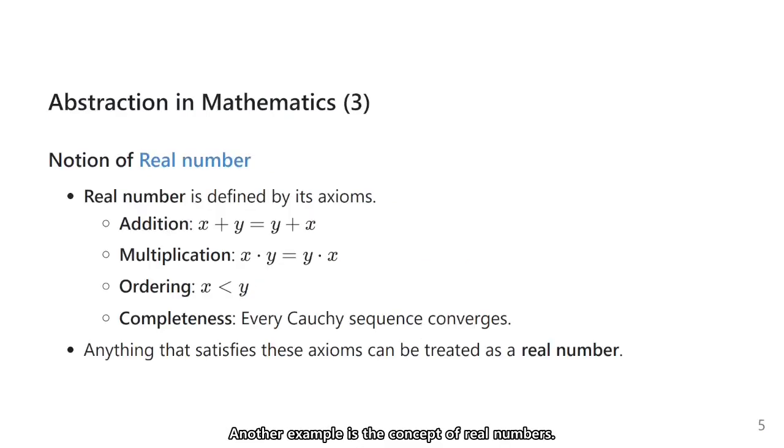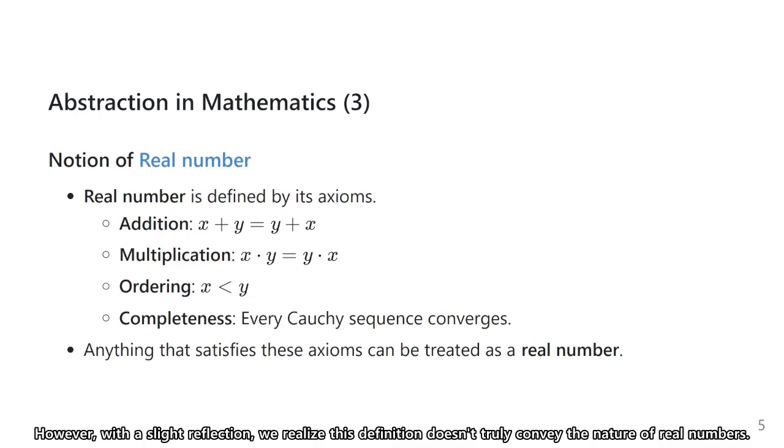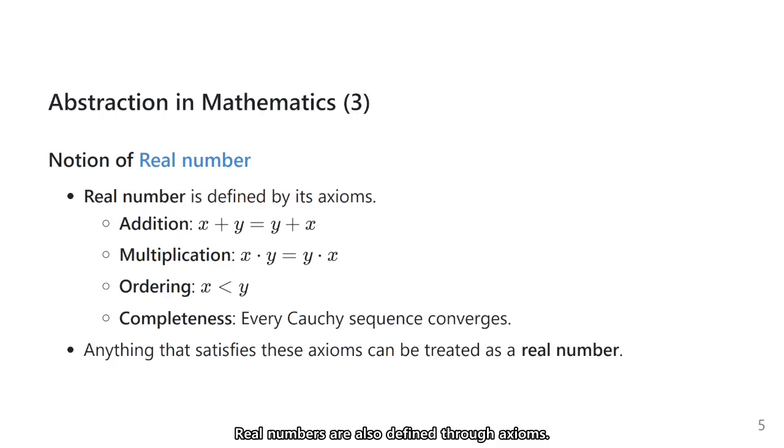Another example is the concept of real number. We typically understand real numbers as a number that exists somewhere on the line. However, with a slight reflection, we realize that this definition doesn't truly convey the nature of real numbers. Real numbers are also defined through axioms.